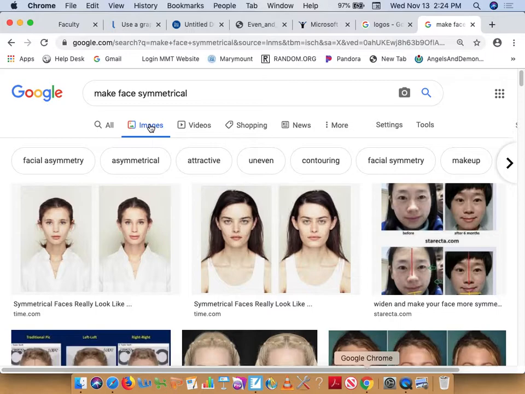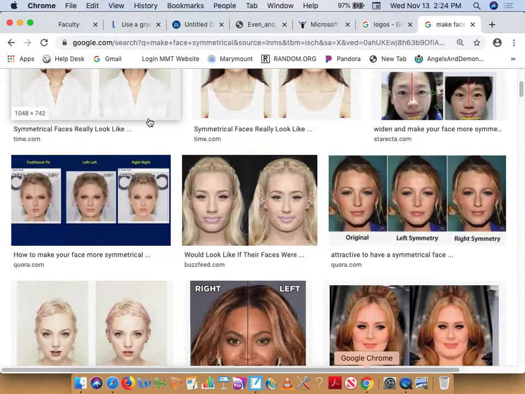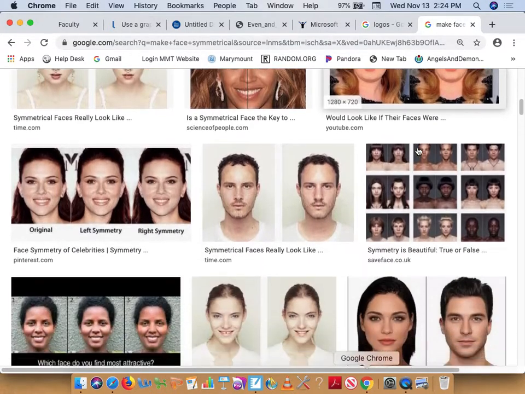I think it looks better symmetric. Yes, it does. Most people do. It makes it look pretty. You can download the app and do it to yourself. She does look better. Oh, that one's unfortunate. Okay.